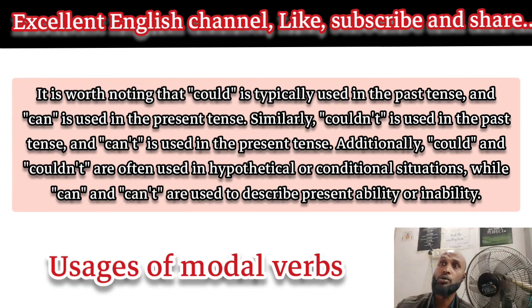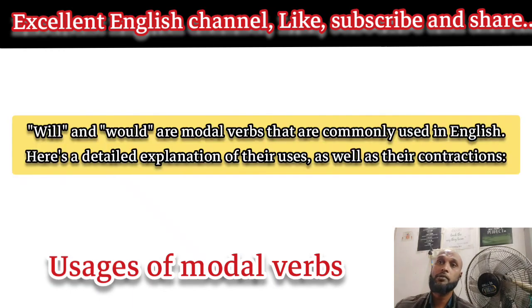Additionally, could and couldn't are often used in hypothetical or conditional situations, while can and can't are used to describe present ability or inability. All right. Now let us look at will and would.